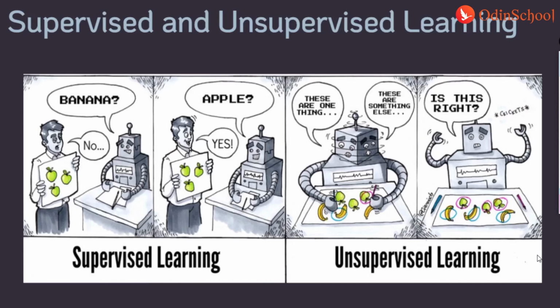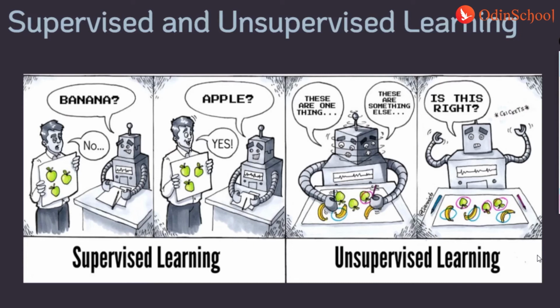Now we are going to talk about two types of learning in machine learning. One is supervised learning and the other is unsupervised learning. Supervised learning is the learning which we mostly use in our day-to-day life, and most of our business or corporate problems are solved using supervised learning. In supervised learning, there are two types of solutions which we can achieve. One is regression, where we are predicting a number, and the other is classification, where we are predicting a category.